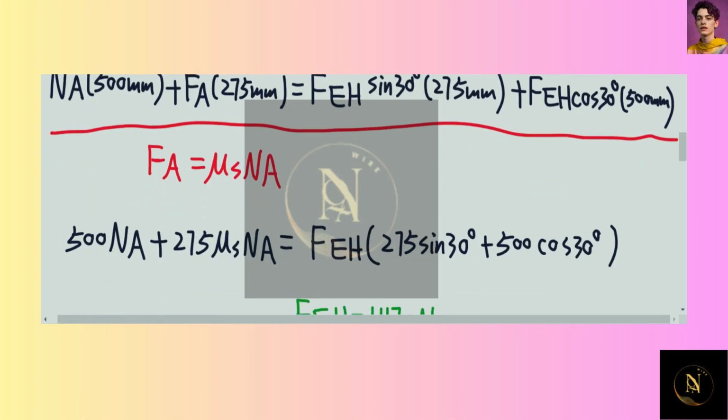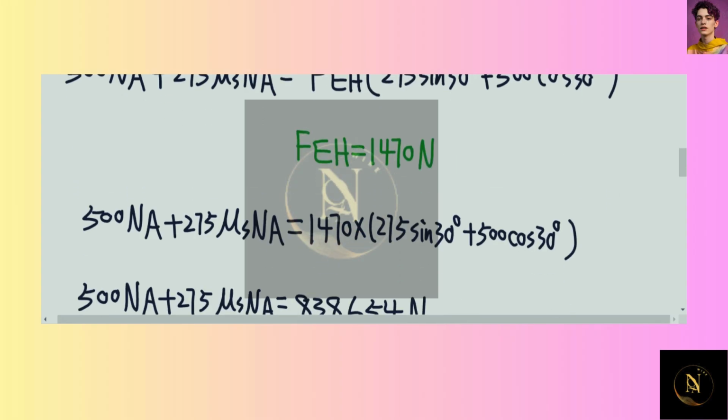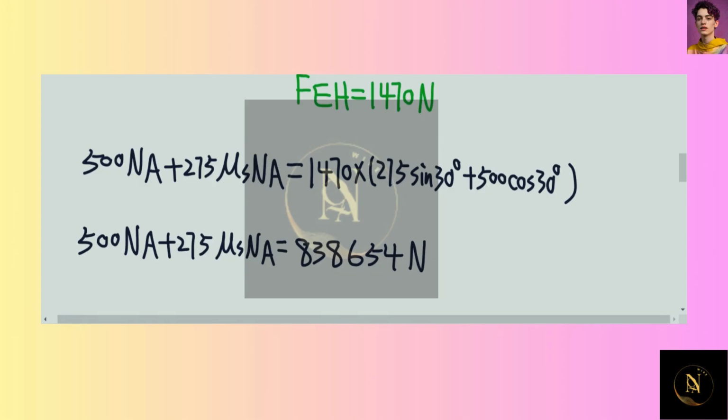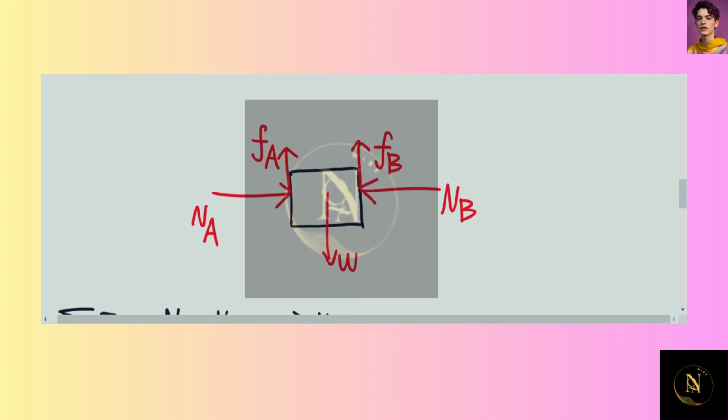So we have 500 NA plus 275 mu s NA is equal to FEH times the quantity 275 sine 30 degrees plus 500 cosine 30 degrees, since the units here can be cancelled off. And remember, FEH is equal to 1470 Newtons. So now we can plug these values back into the equation. We'll have 500 NA plus 275 mu s NA is equal to such a number here. Now let's take a look at the force diagram for the crate.